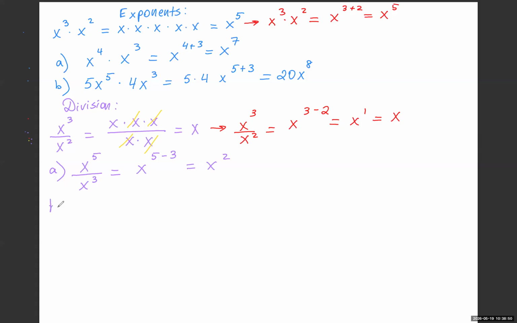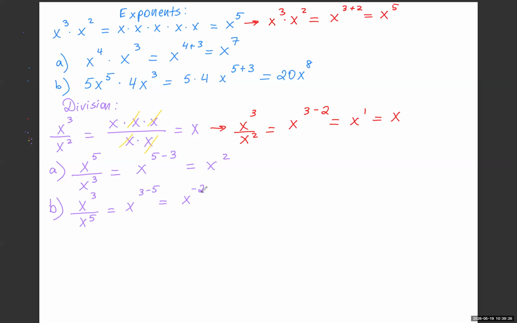Now, what happens if we flip the x to the third and the x to the fifth places? So x to the third goes on top and x to the fifth goes on the bottom. Well, then you would have x to the power 3 minus 5, which is x to the negative 2 power. Now, that is the correct answer, but it's not written in the correct format. Usually, when we're working with exponents, we want our answers to just have positive powers. No negative exponents are generally allowed as a mathematical answer, unless you're specifically looking for negative exponents.